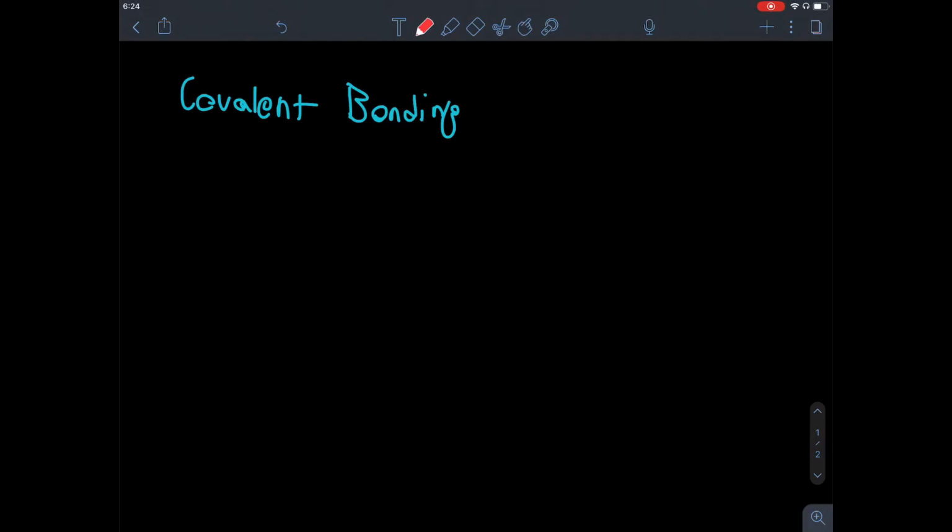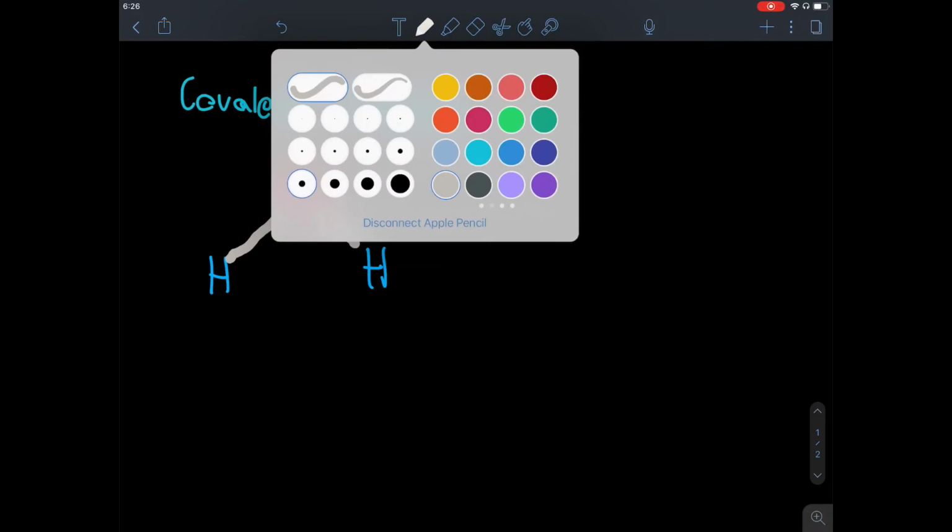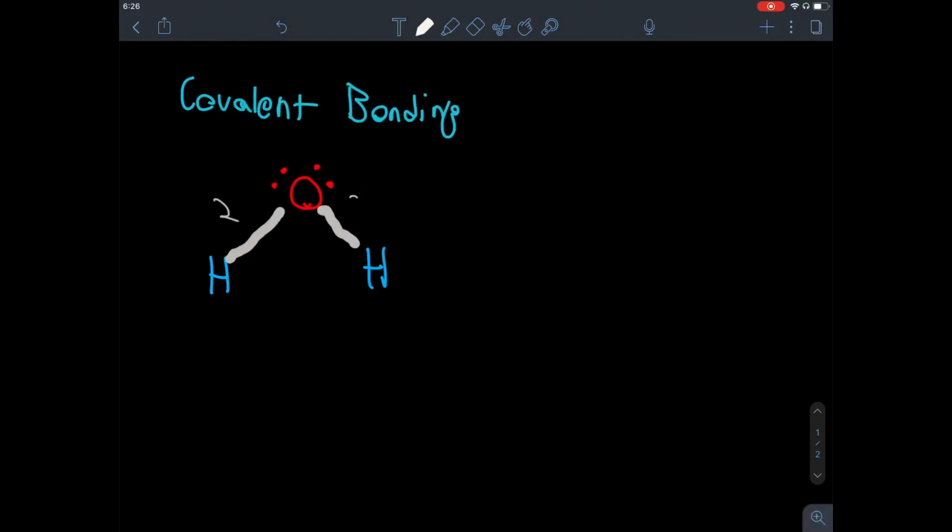The best example for this is H2O. Oxygen has 6 out of 8 valence electrons, and both hydrogens each possess 1 valence electron. When these atoms interact with each other, these pathways or bonds are formed. Each bond represents 2 valence electrons that both atoms share.